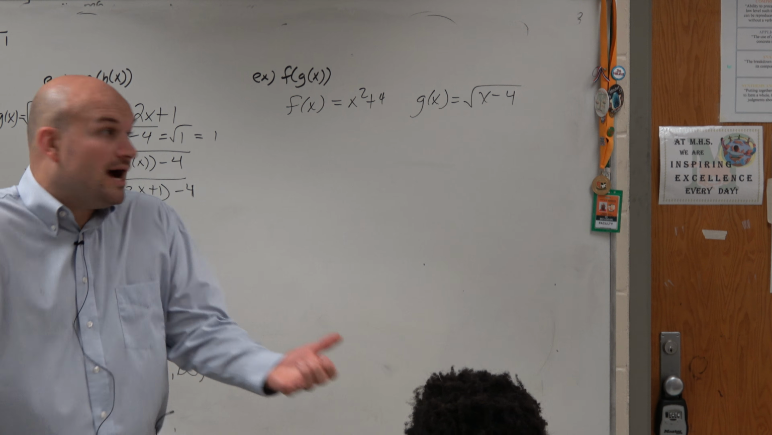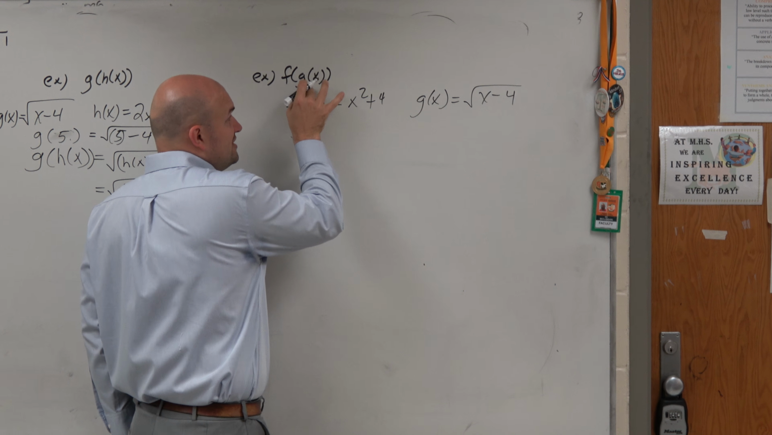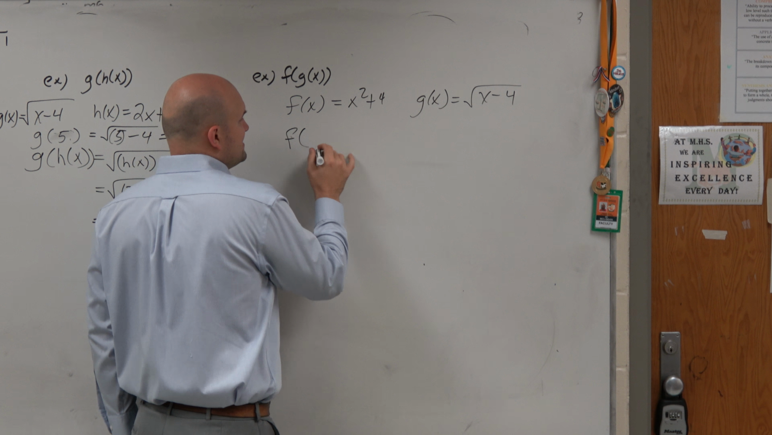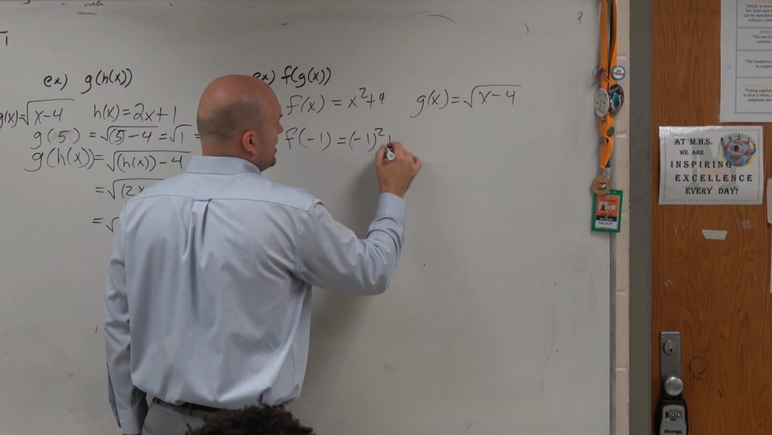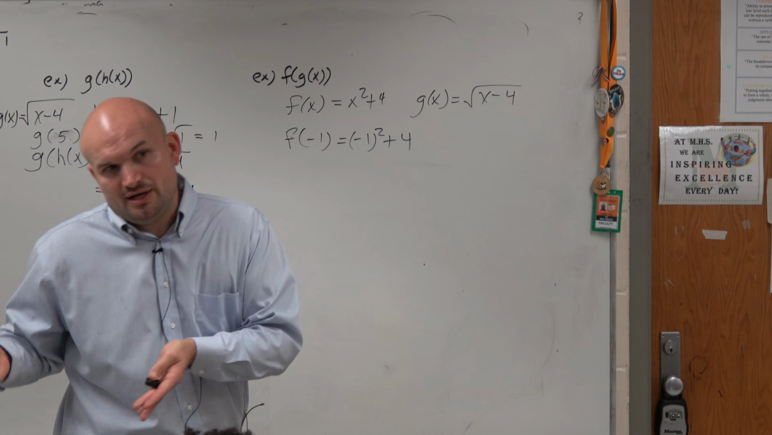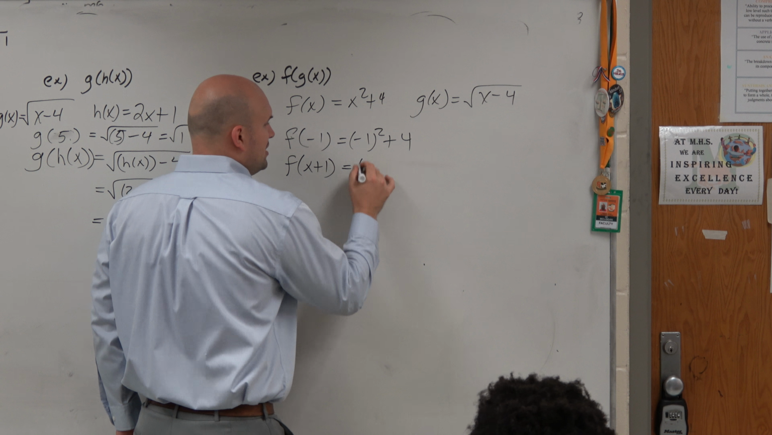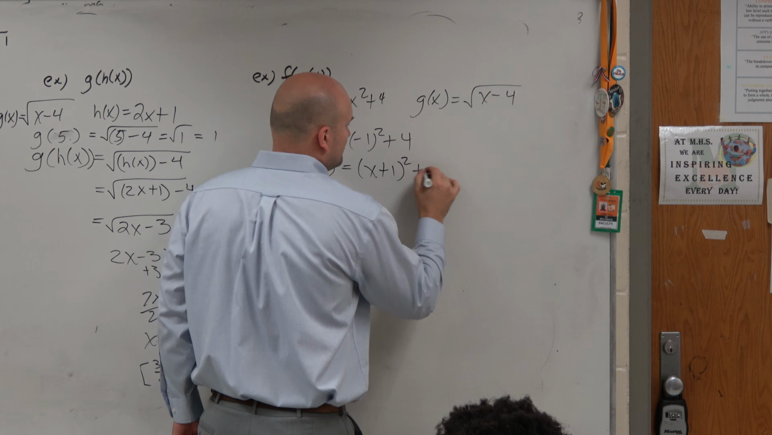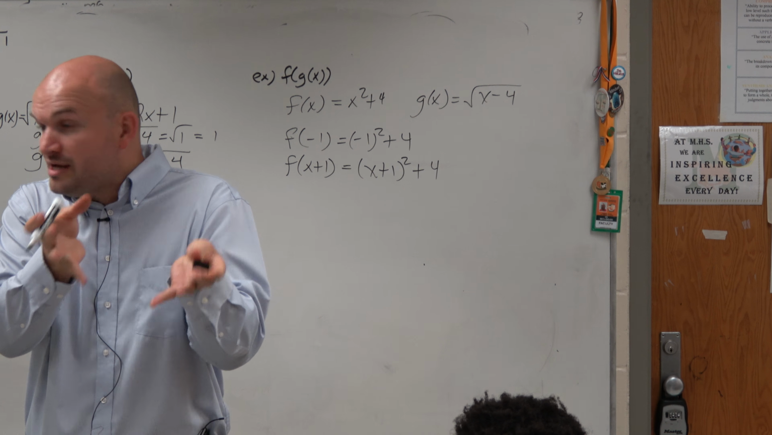All right? So now, again, what we're doing is this is telling me to plug g of x into f of x. So just like if I said f of negative 1, you guys would do negative 1 squared plus 4. Right? If I said, what is f of x plus 1? You guys would plug in x plus 1 squared plus 4. Right? Whatever you plug inside the parentheses, that's what you plug in for your input value.